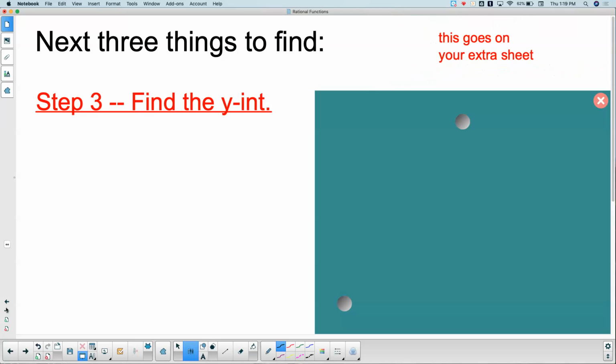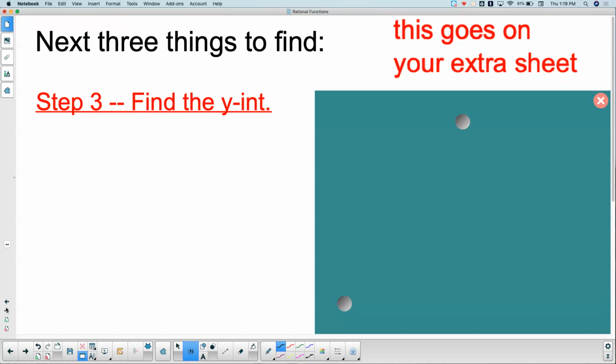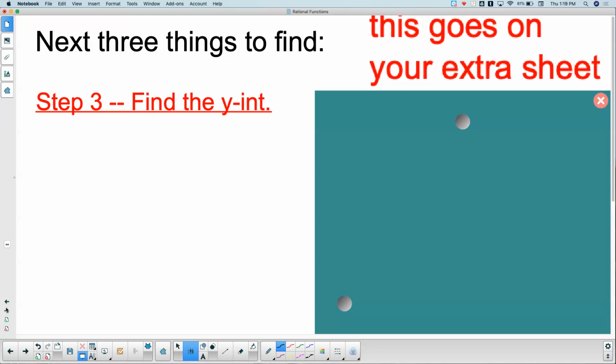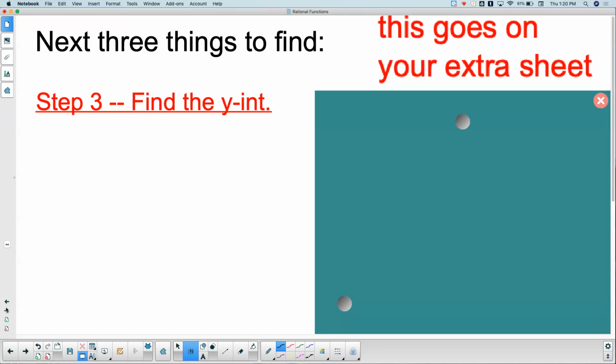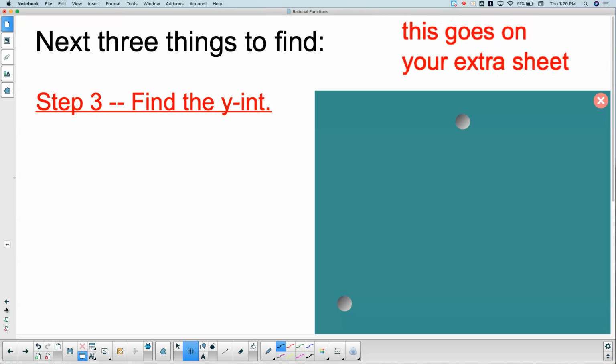So, extra sheet now. We're on a reference sheet. We're just going to put these right on a reference sheet. Okay? Step number 3 says, I need to find the y-intercept. How do I go about finding the y-intercept? Wherever the line goes through the y-axis. Okay? Wherever our function crosses the y-axis. Do you make x equal 0? And then do what? Solve. In the original function? Okay?